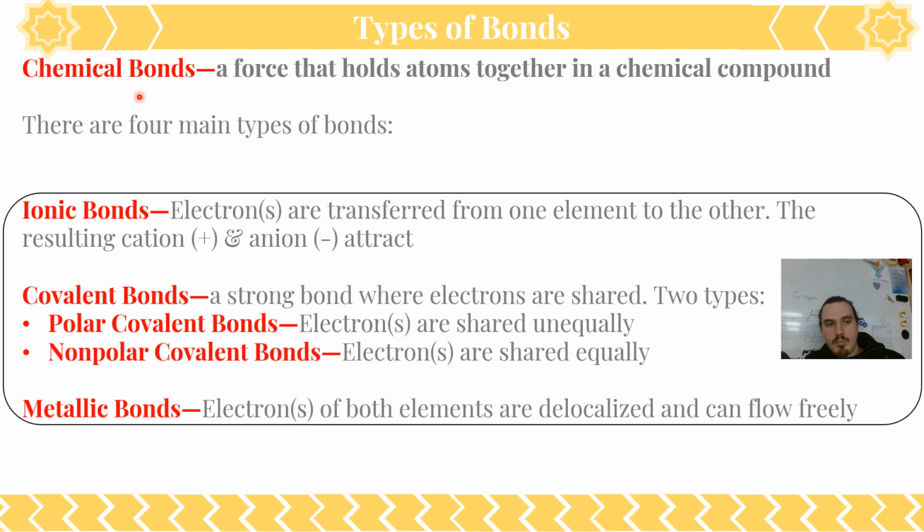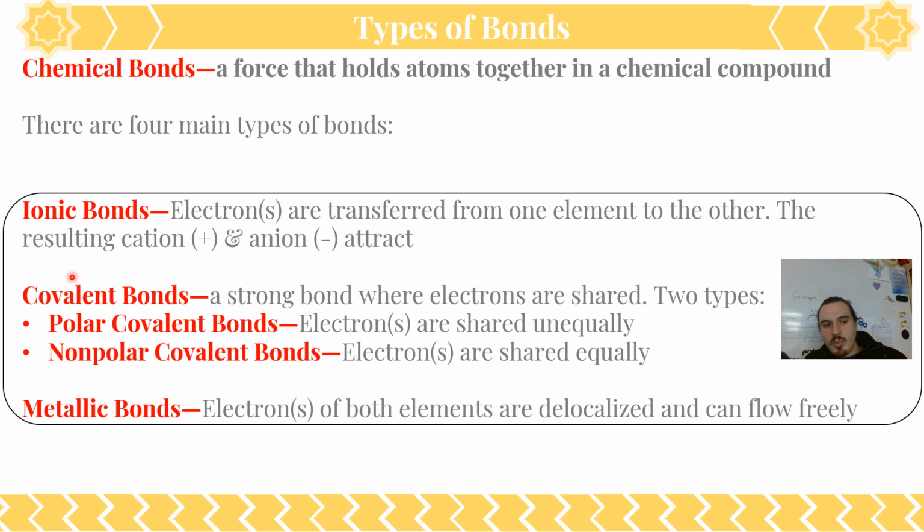So when we talk about bonds, these are just forces that hold atoms together in a chemical compound. The 4 main types we'll talk about are ionic bonds. This is when electrons are transferred from one element to the other. And we get a cation for the element that lost an electron, it's positively charged. And we get an anion for the element that received the electrons, it gets a negative charge. After this exchange, one atom has that positive charge and attracts to that negatively charged anion.